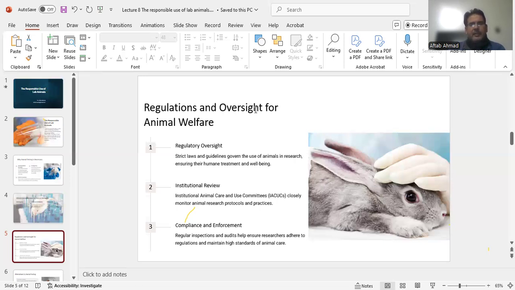And the third part is compliance and enforcement. So regular inspection and audits help ensure researchers adhere to regulations and maintain high standards of animal care. Even the animal laboratories, for the pharmaceutical research or for the biotechnology research, we use a lot of animals. So even those laboratories are fully accredited, that they follow the protocols and procedures to do research with animals. So all the diagnostic work you are doing in your laboratories is actually done before on human. It's mainly done on the animals.